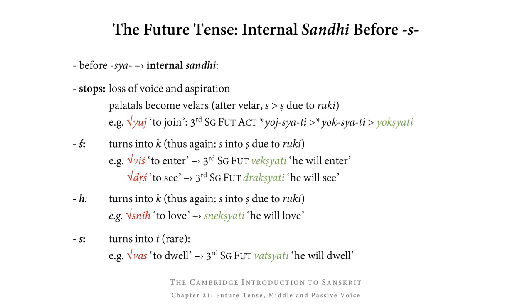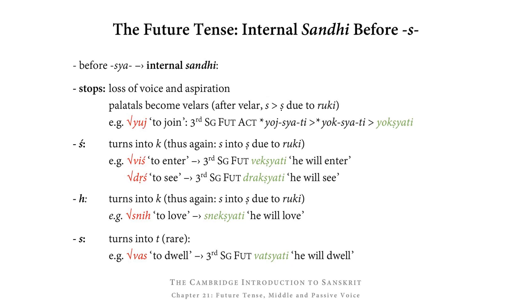H at the end of verbal roots also changes into k, and thus once again we get s turned into sh due to ruki. So for example of snih, meaning to love, we get the guna sneh. In front of sya, sneh changes into snek. After this snek, sya changes into shya, and so we get snekshyati, he will love.